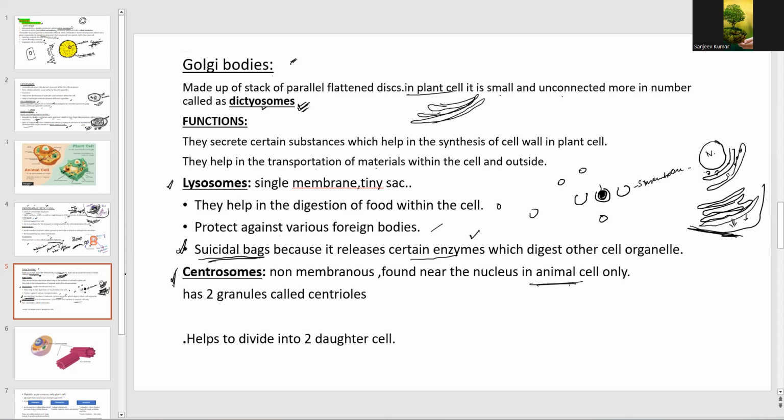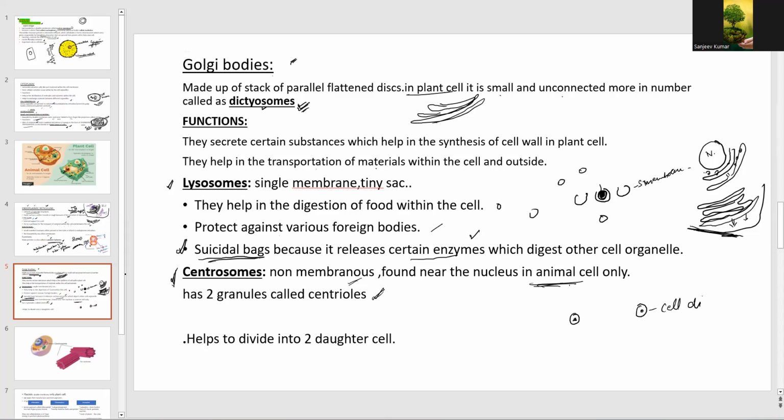They are found near the nucleus in animal cells only. They are non-membranous structures and consist of two granules called centrioles. What is the function of the centrosome? They consist of two granules. These two centrioles are present near the nucleus. They help in cell division.